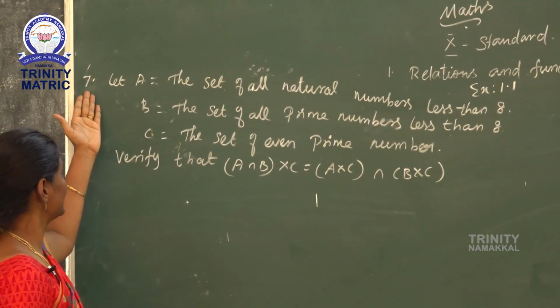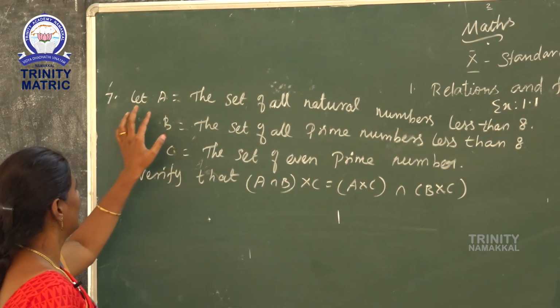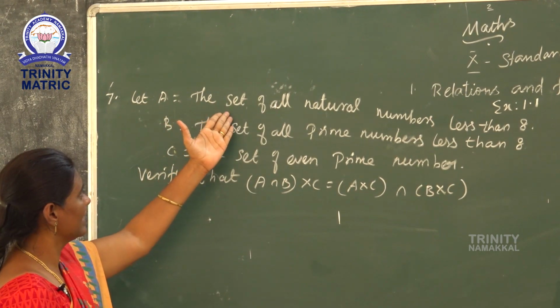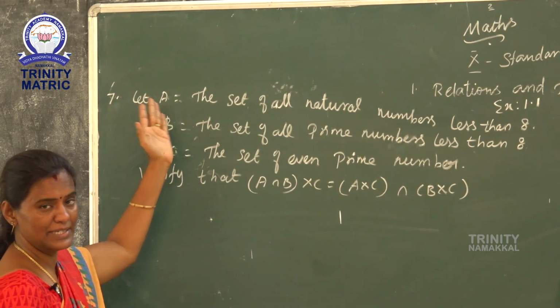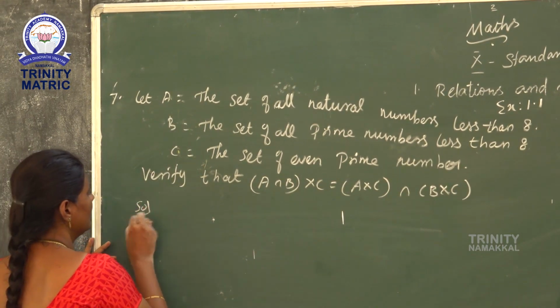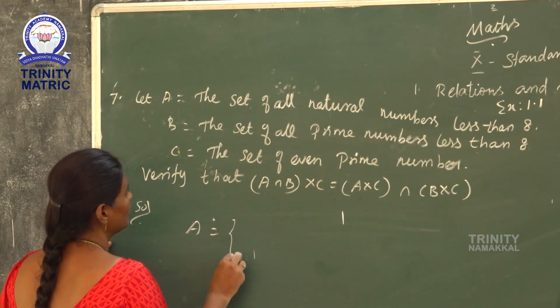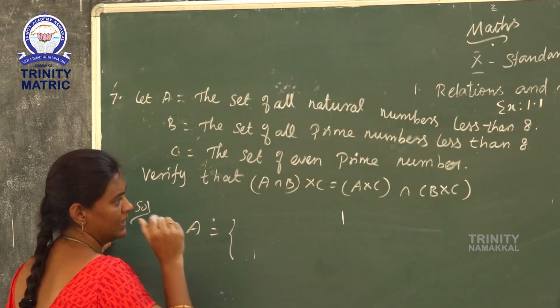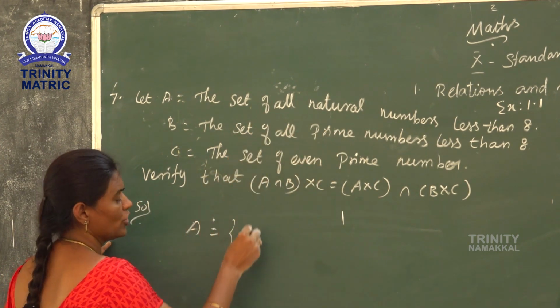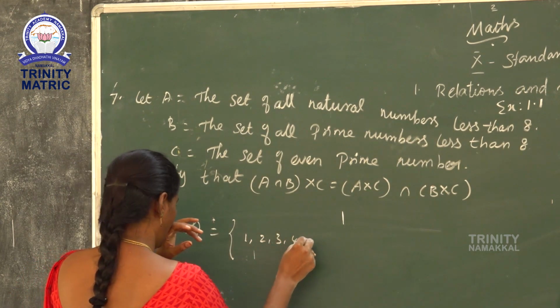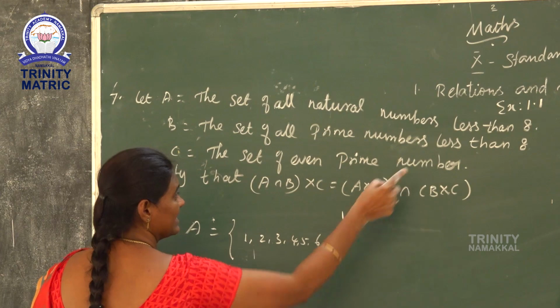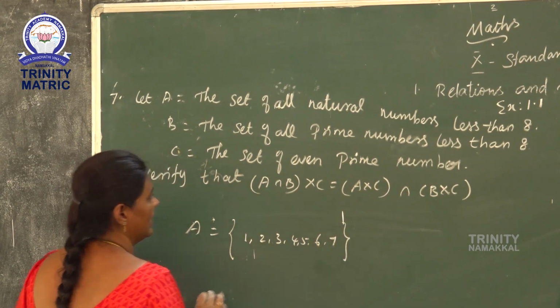Next we see the 7th sum. The sets are given in descriptive form, so find the elements in the set A. See here, set A is the set of all natural numbers less than 8. The natural numbers start from 1, 2, 3, 4, 5, 6, 7. Less than 8 means we take up to 7.